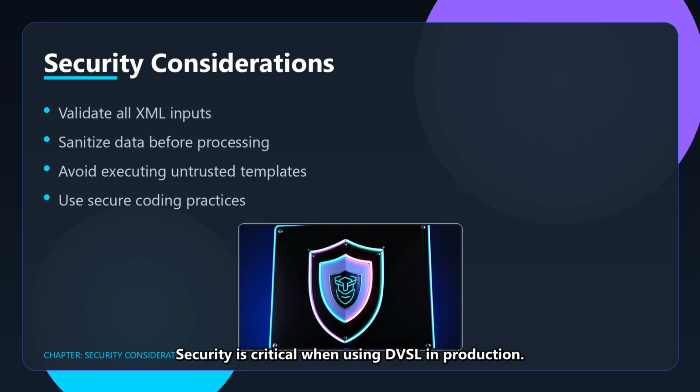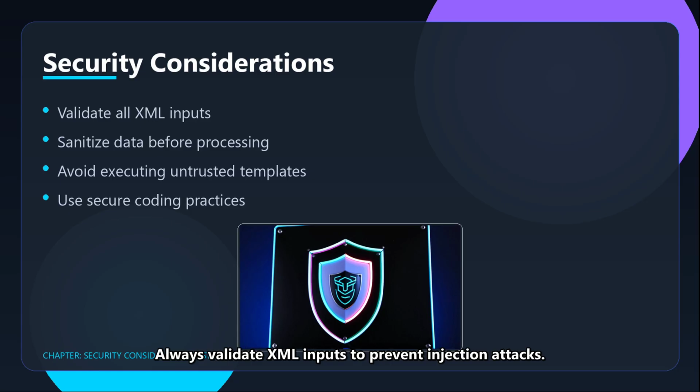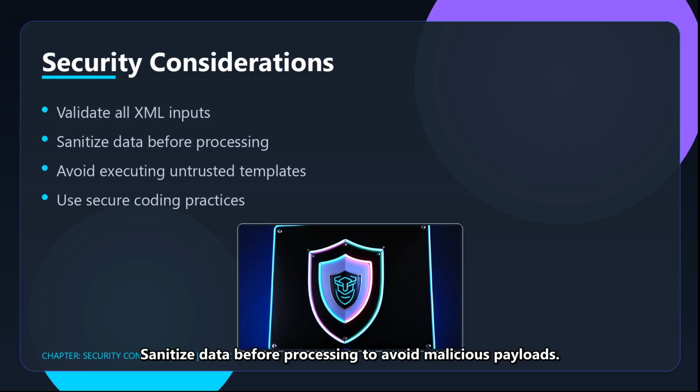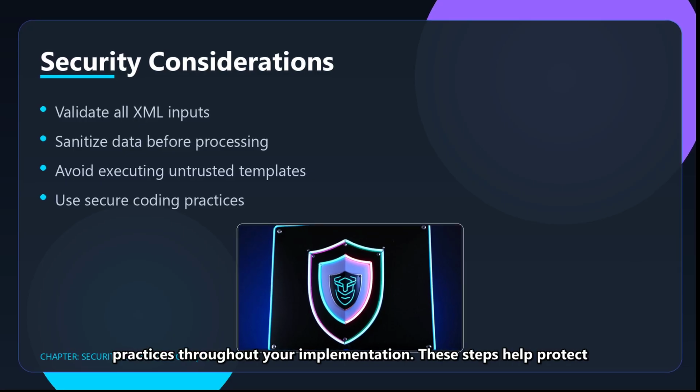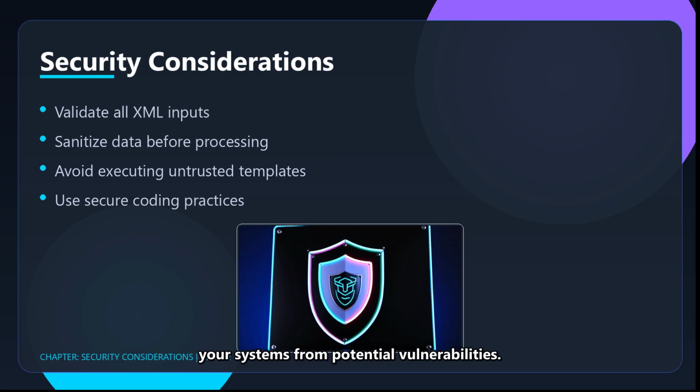Security is critical when using DVSL in production. Always validate XML inputs to prevent injection attacks. Sanitize data before processing to avoid malicious payloads. Never execute untrusted templates, and follow secure coding practices throughout your implementation. These steps help protect your systems from potential vulnerabilities.